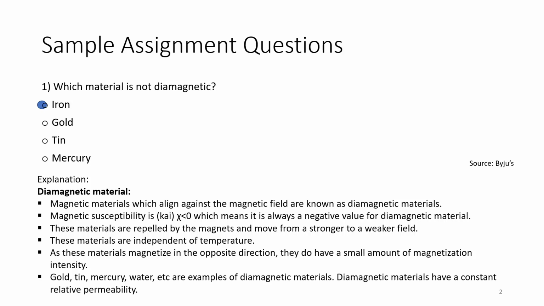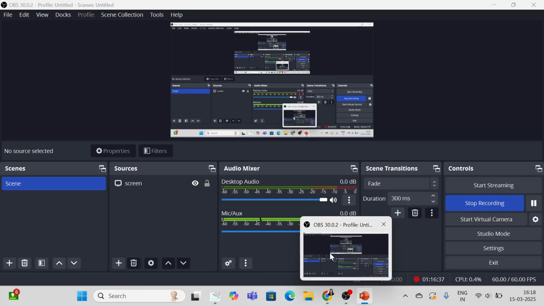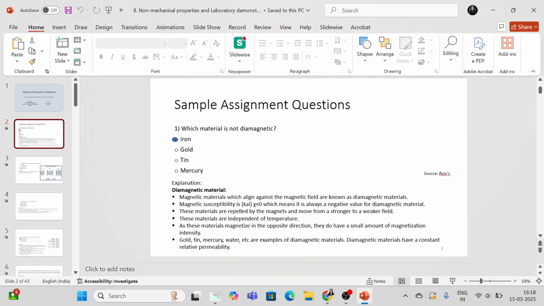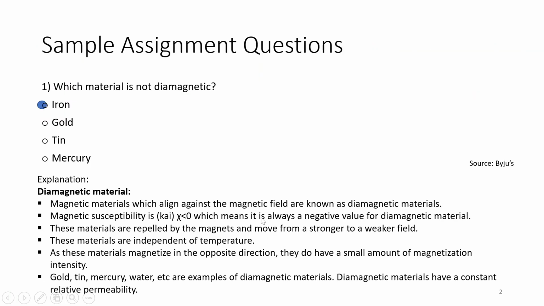These are the magnetic materials which align against the magnetic field, which are also known as diamagnetic materials. The magnetic susceptibility for these materials is lesser than 0, which means that it is always a negative value for diamagnetic materials, and these materials are repelled by the magnets and move from a stronger to weaker field.